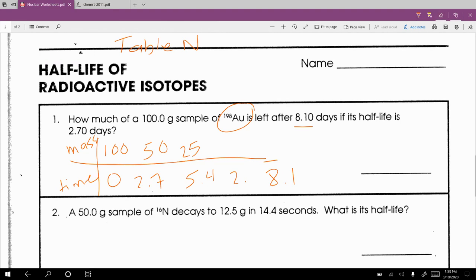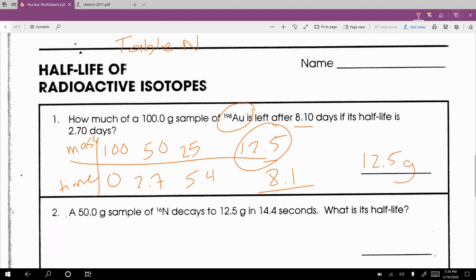So 5.4 plus 2.7 is going to be our 8.1 days. Then that 25 grams, 25 divided by 2 is 12 and a half. So I met my end time. This is the amount that is remaining of that gold-198. So that's going to be 12.5. Don't forget your units, grams.